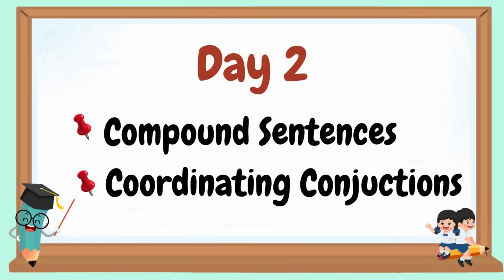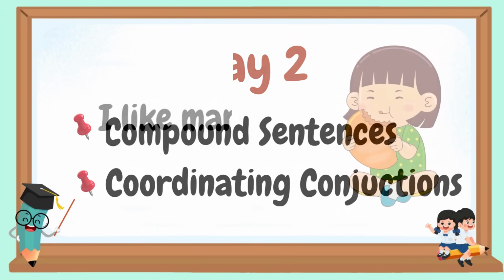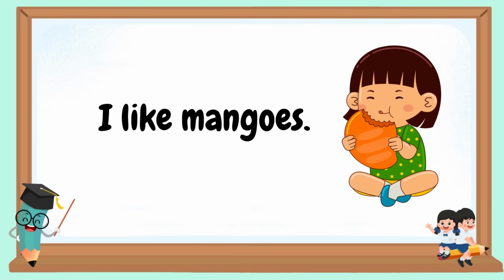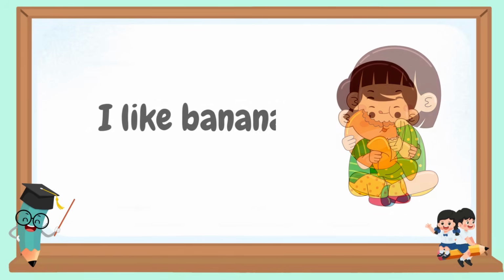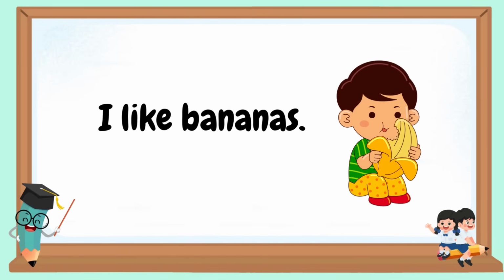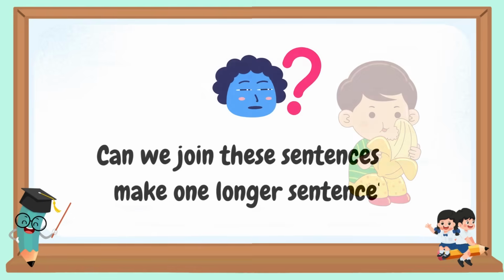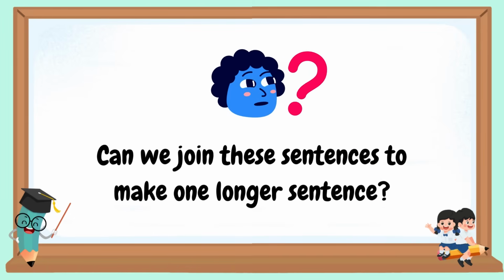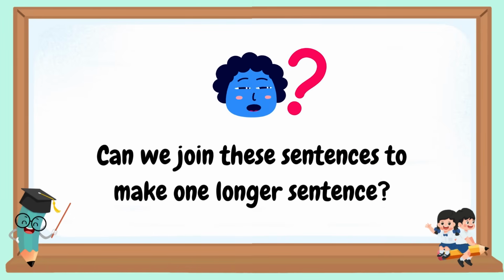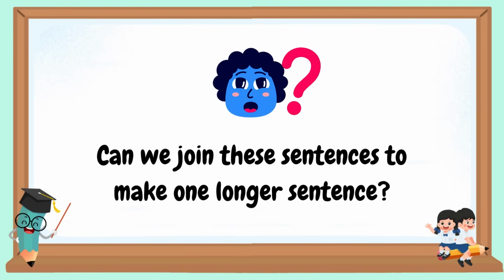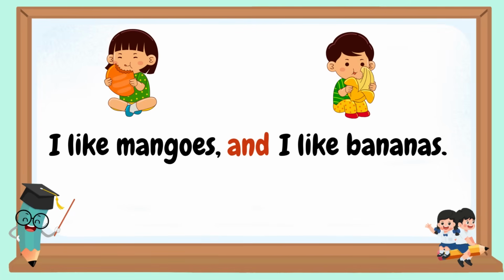Day 2 of our lesson. I like mangoes. I like bananas. Can we join these sentences to make one longer sentence? I like mangoes and I like bananas.